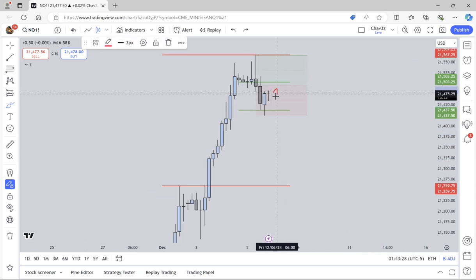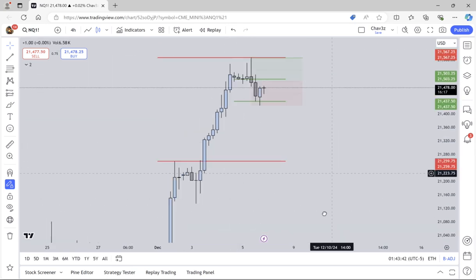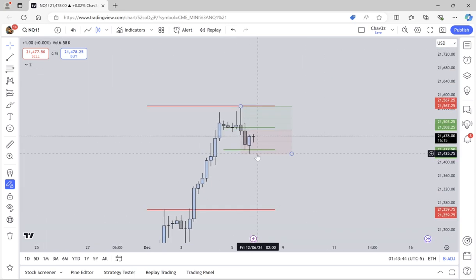Like I said, if we fail here, we kind of just play around during London, and then NFP spikes us up. So we have our dealing range, our monthly, weekly, daily high. Again, a lot of liquidity, weekly equilibrium, weekly low. Then we have our daily equilibrium, daily low, and then we have our 4-hour dealing range.